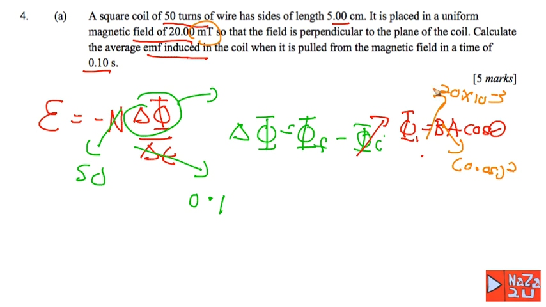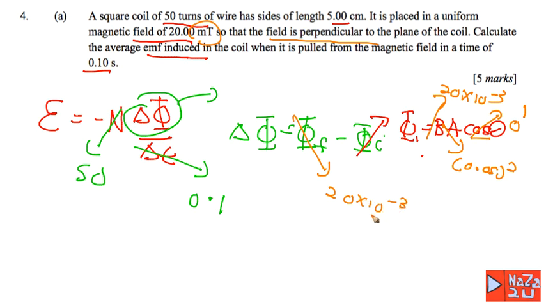And cos theta. So what is the theta here? To start with, the field is perpendicular to the plane, meaning theta is equal to 0, right? So cos theta is equal to 1. And the flux final is the same process. B is 20 times 10 to the minus 3, right?